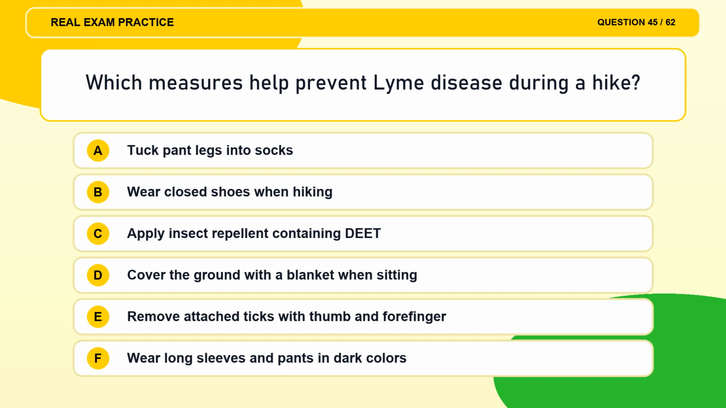Which measures help prevent Lyme disease during a hike? Option A, tuck pant legs into socks. Option B, wear closed shoes when hiking. Option C, apply insect repellent containing DEET. Option D, cover the ground with a blanket when sitting. Option E, remove attached ticks with thumb and forefinger. Option F, wear long sleeves and pants in dark colors.